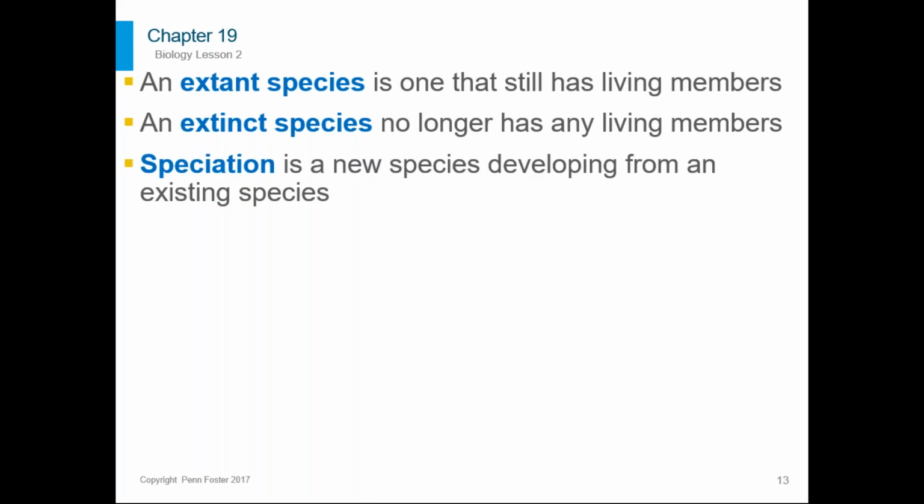When we talk about evolution, speciation is the step at which there is a new species developing from an existing species. So we've talked about how within a species, within a population, there's little changes that are made all the time, but when changes build up enough to actually start a new species from an old species, the word for that is speciation.